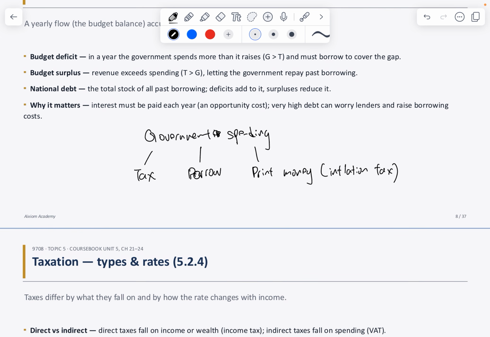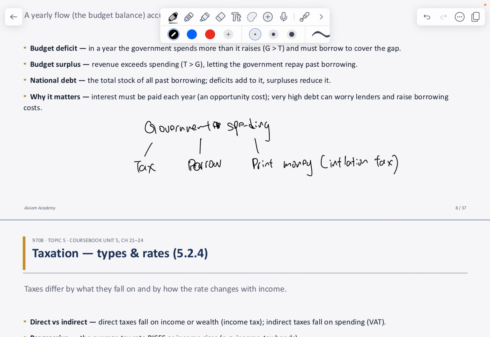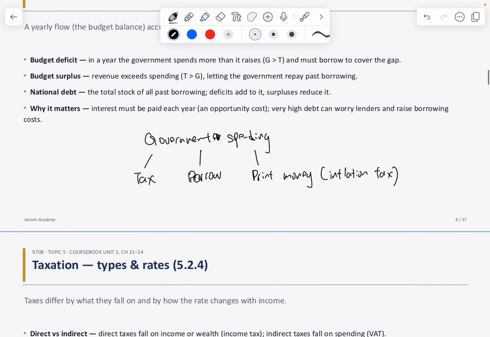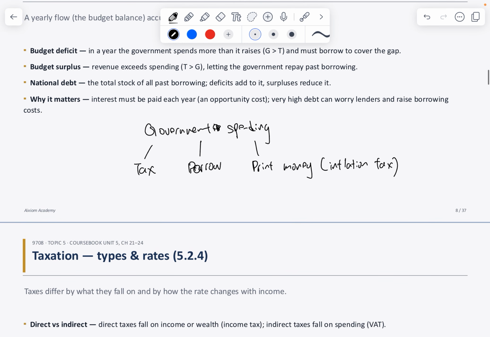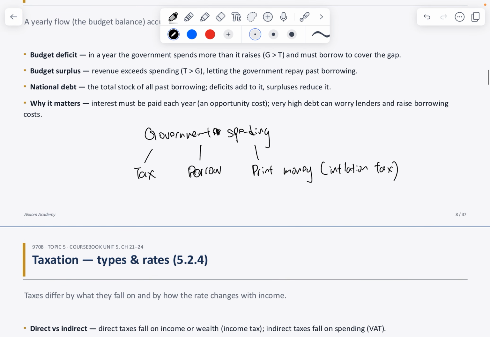Normally the government will not ask the central bank to print money, and the central bank, by institution, is separated from political influence. This is to avoid the situation of the government asking the central bank to print more money and overblowing the whole economy. So normally it will be either tax or borrow, and that's why we have national debt, which is debt borrowed by the government, by the country.